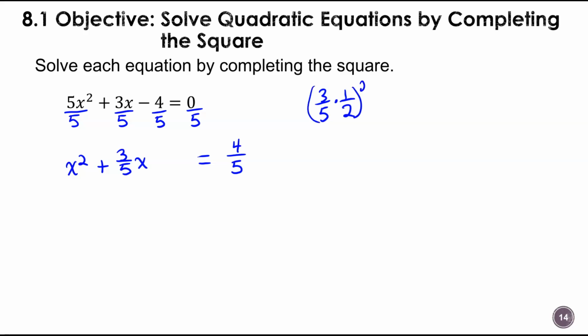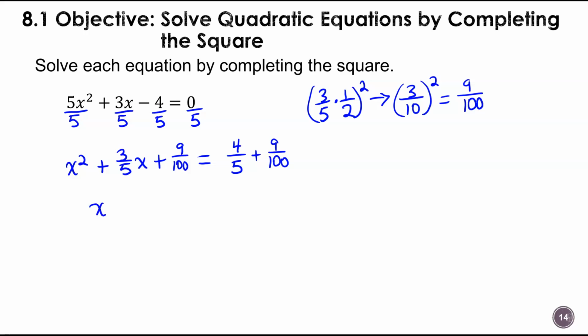All right, and then I'm going to square that. So that is 3/10 squared, which is 9/100. I know that seems like kind of a crazy, weird number, but that's okay. So 9/100 we add to both sides. And then we write this in factored form. So that's going to be x plus 3/10. Remember, another way you can figure that out is just the square root of 9/100, right? That's what's going to go there.